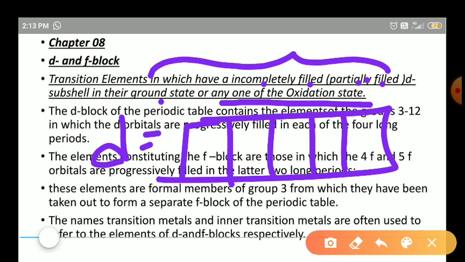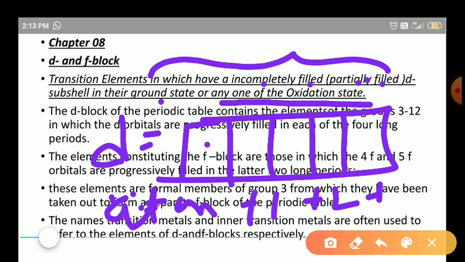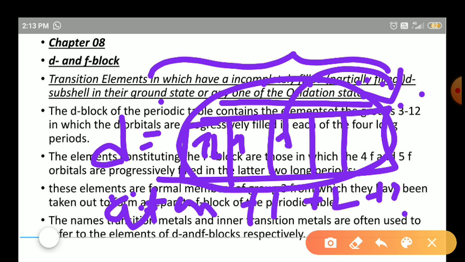Oxidation state means, for the d block elements like scandium, titanium, iron, any other element, the atoms exist in different oxidation states such as +1, +2, +3, etc. It means electrons are removed from the d orbitals. If electrons are removed from the d orbital, then again the d orbital is incompletely filled when the elements attain +1, +2, +3, or any one oxidation state.